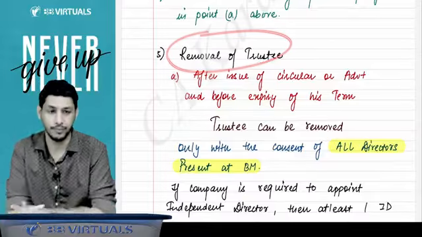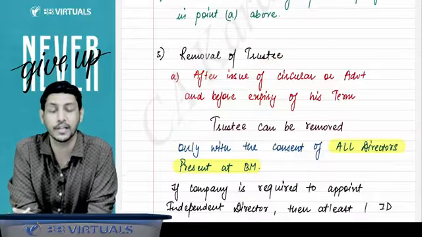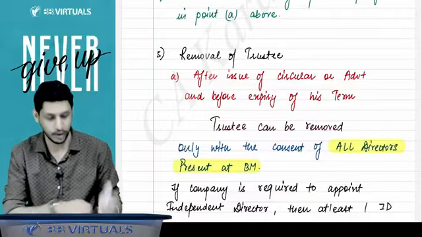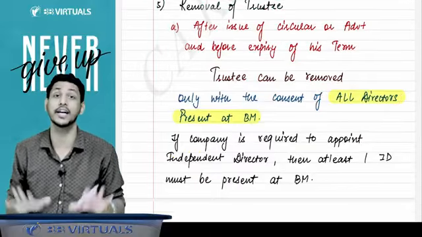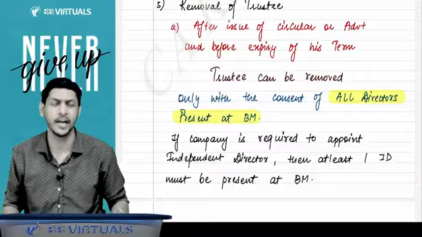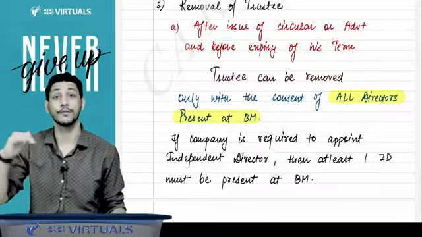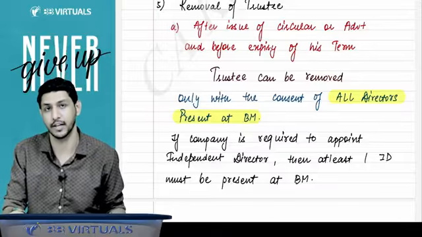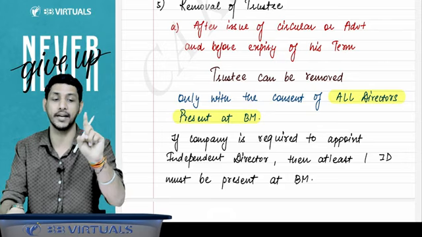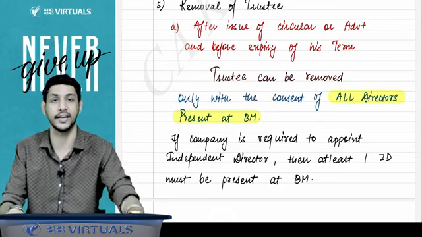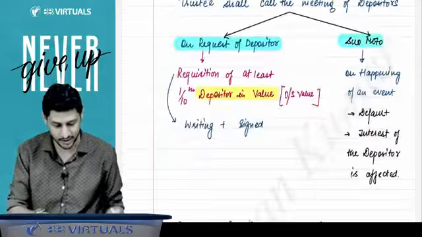The trustee can be removed. Yes, the trustee can be removed. If you want to remove the trustee, then you can remove the trustee with the consent of all the directors present at the board meeting. But if the company has to appoint independent directors, that means if there are independent directors on the board of directors of the company, then at least one independent director must be present in that board meeting. That is a very important condition.